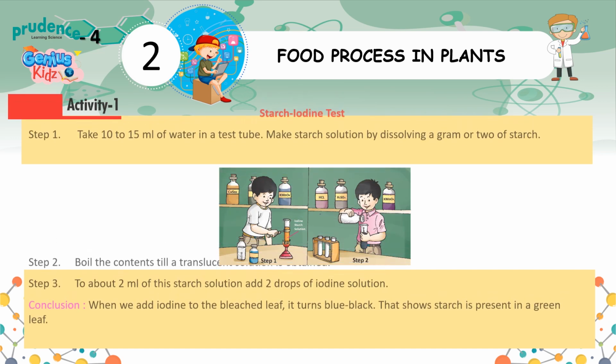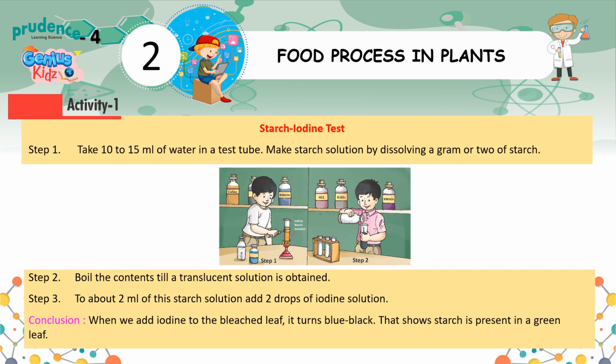Activity 1. Starch iodine test. Step 1. Take 10 to 15 milliliters of water in a test tube. Make starch solution by dissolving a gram or 2 of starch. Step 2. Boil the contents till a translucent solution is obtained. Step 3. To about 2 milliliters of the starch solution, add 2 drops of iodine solution.